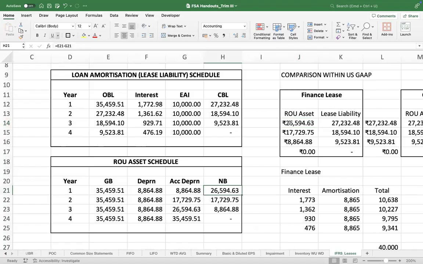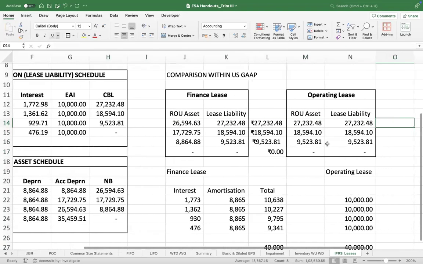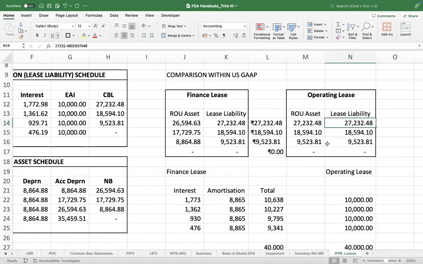At the end of year 1 26,594, end of year 2 17,729, end of year 3 8864, and finally we arrive at 0 value. This is for finance lease as per US GAAP. Now, operating lease as per US GAAP, the liability values will be the same as what you are showing here. Exactly the same. So 27,232, 18,594, 9,523. यही values यहाँ पे भी आए हैं.